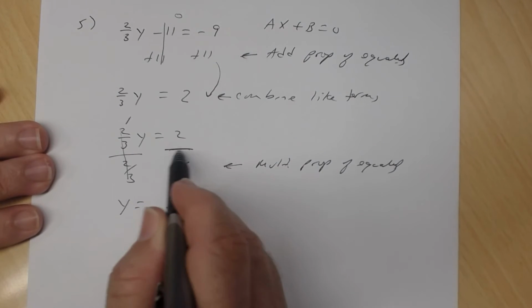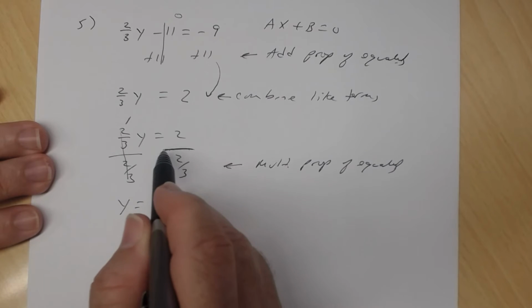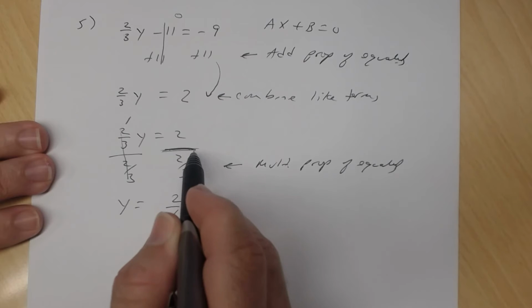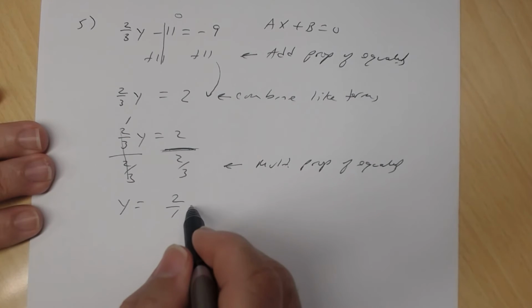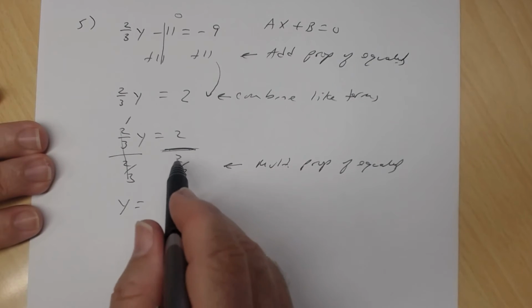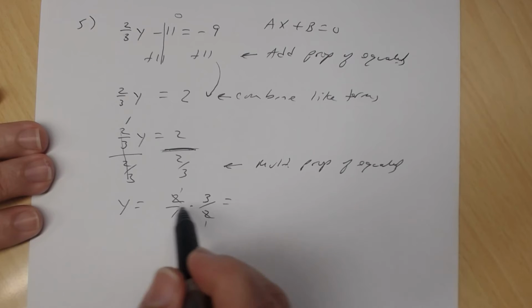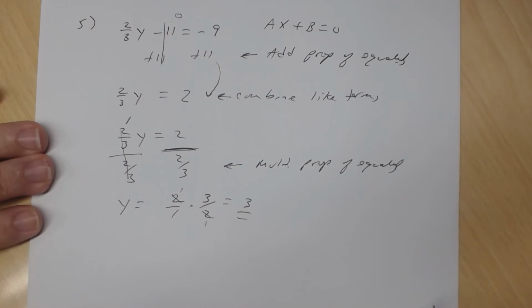So remember division, when you divide fractions, you're going to change it to a multiplication problem. So 2 over 1 times the reciprocal of 2/3. The reciprocal of 2/3 is 3/2. And then I'm going to reduce. 2 into 2 is 1, 2 into 2 is 1, so I get y is 3. So there's your solution. Y is 3.